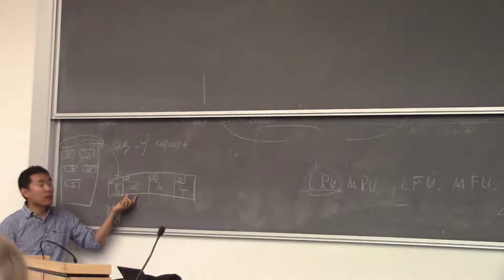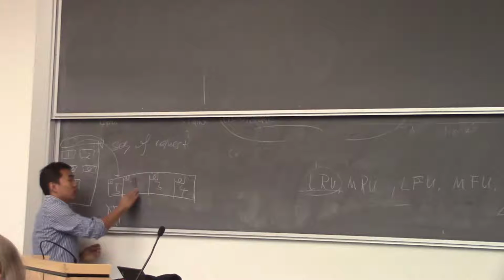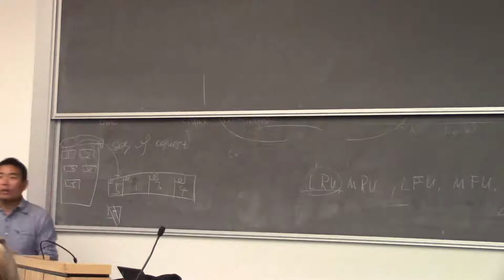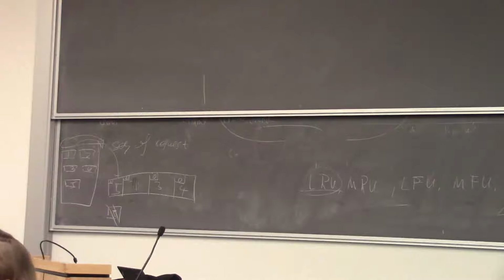Given LRU, which one do I replace? You see how this plays out when you are doing exactly the worst case. You are always replacing the next one that you are requesting. So every single request results in a visit to the hardware.